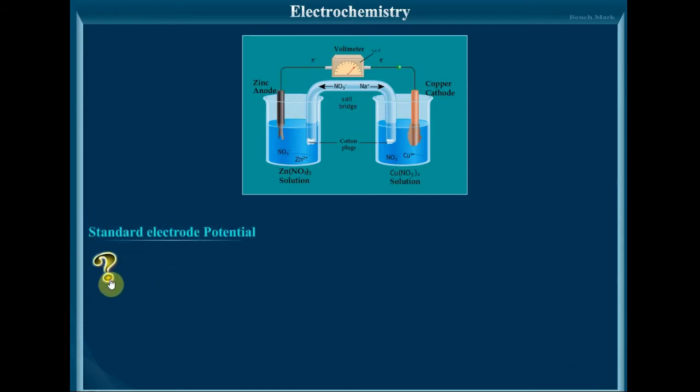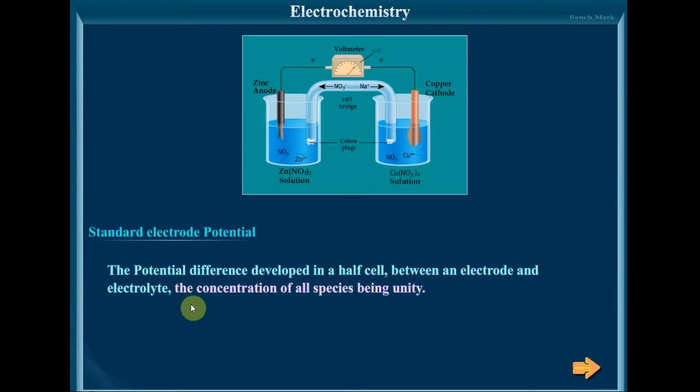Standard electrode potential, I had also mentioned: the potential difference developed in a half cell between an electrode and an electrolyte when the concentration of all the species is unity. That is, when the concentration of the ions is 1 mole per liter and the temperature is 298 Kelvin. That temperature is really important.